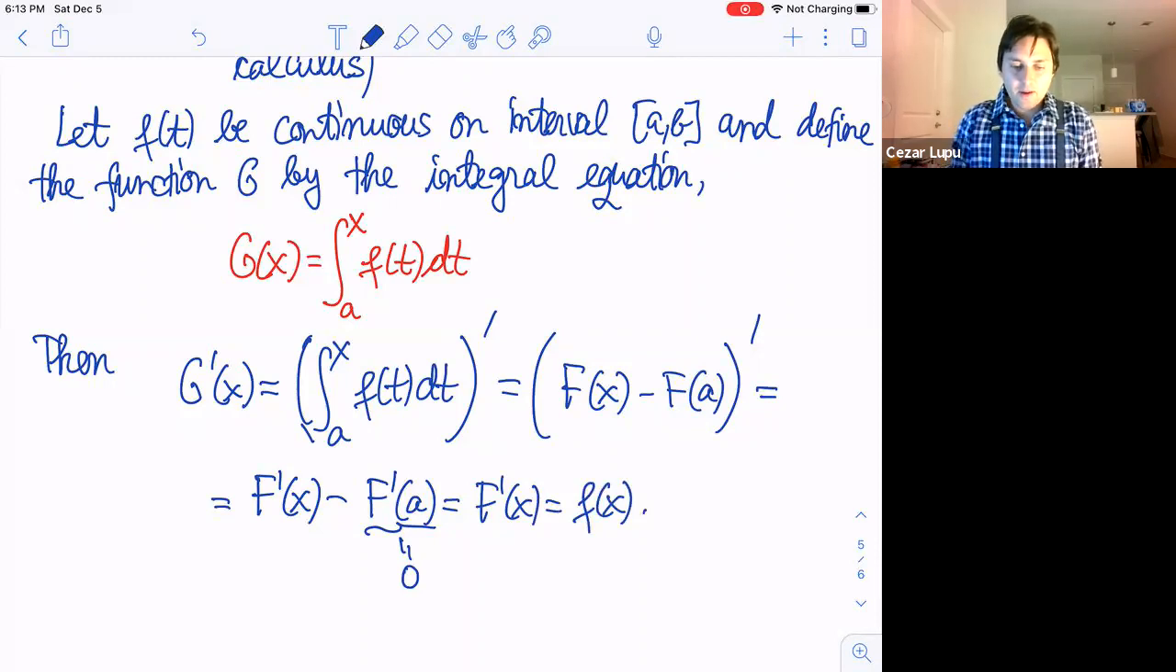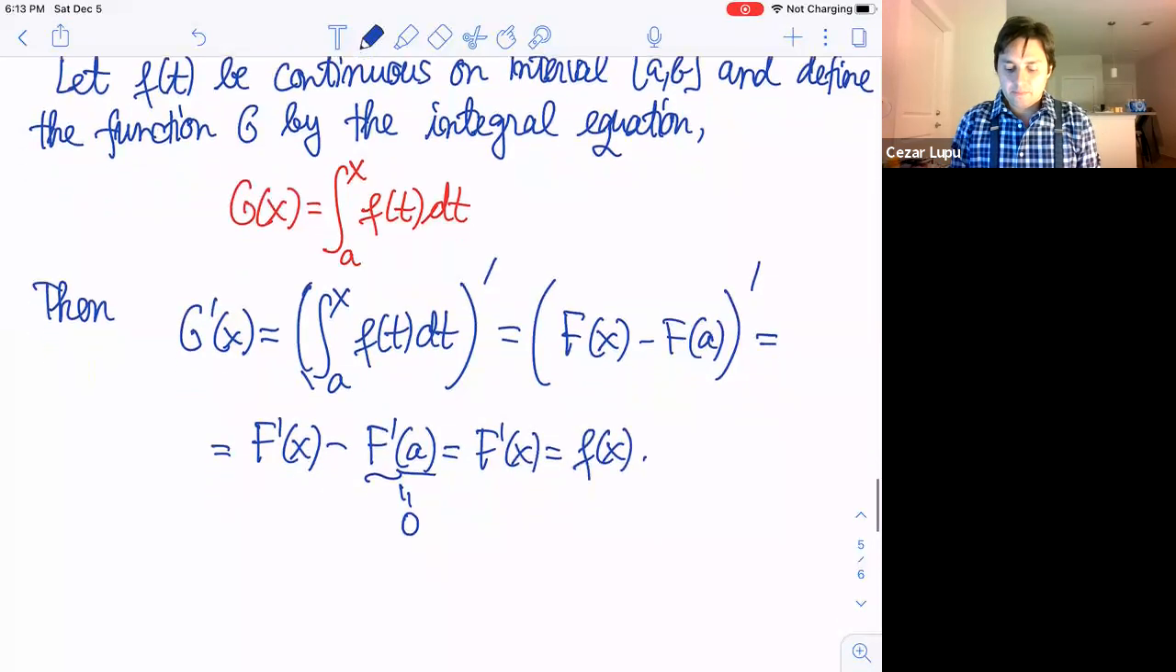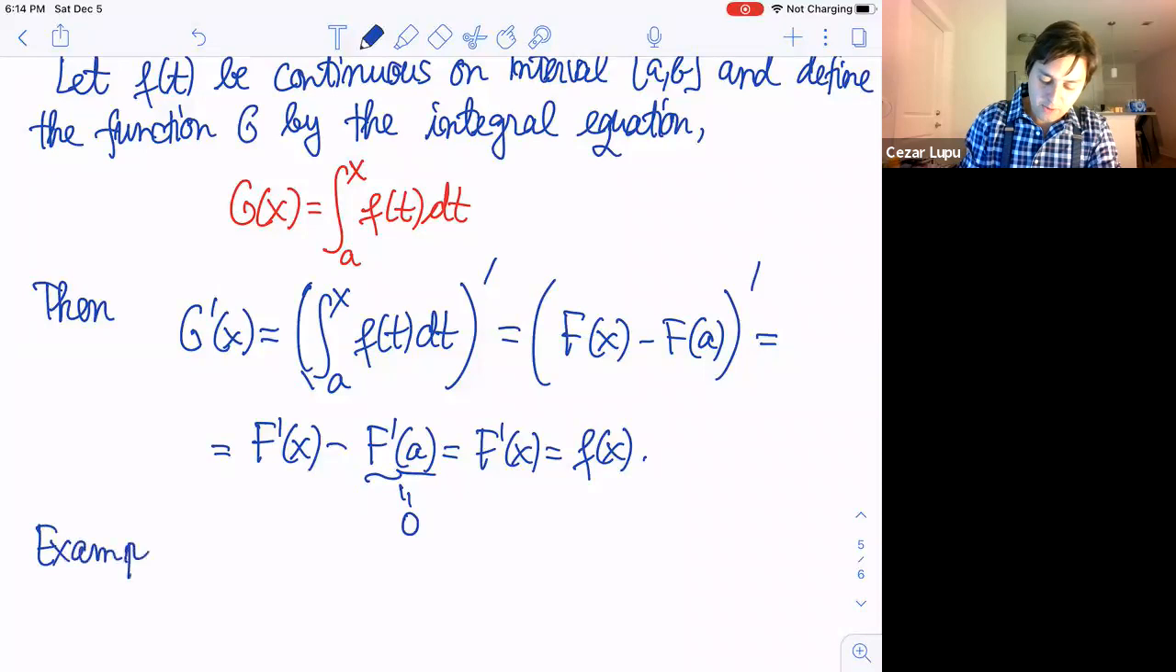And now let's see an example. So this is how we compute. Basically, it's just an application of the, I would not call it the second fundamental theorem of calculus. I would just say that it is an application of the fundamental theorem of calculus, the one and only. But anyway, let's call it like this. And let me give you an example. We'll do a bunch of examples.